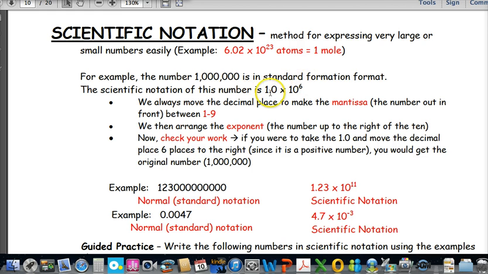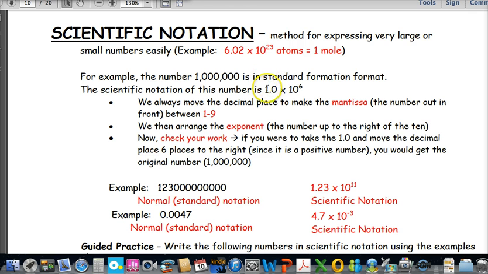So if you see a number in scientific notation and the exponent is positive, that means you move the decimal that many places to the right. If this was a negative exponent, for example, if this was a negative 6, you'd move the decimal 6 places but to the left. So positive exponent, you move it to the right. Negative exponent, you move it to the left. That's something that you're going to have to memorize.